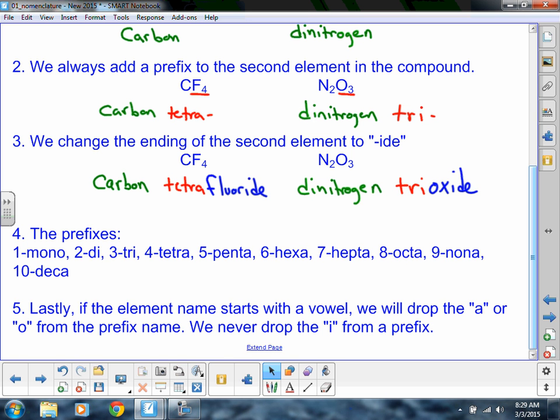Again, only if there's more than one for the first element in our binary molecular compound. For the second one, we always do. The last rule that can happen is if the element name starts with a vowel, then we drop the A or O from the prefix name. So we would never say monooxide if we had 1 oxygen atom. We would say monoxide, so M-O-N-O-X-I-D-E.